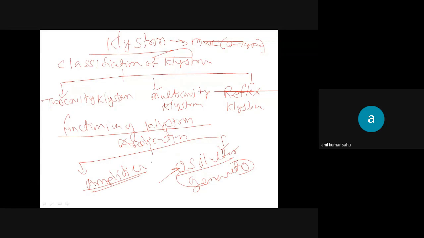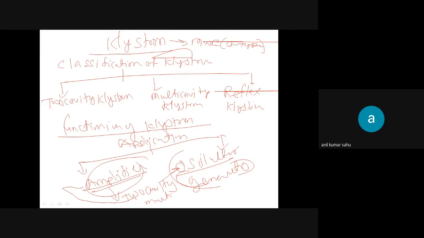So klystron can work either as an amplifier or as an oscillator. Here, you can utilize klystron in the field as an application of amplifier, whenever you are selecting the structure of two cavity klystron and multi cavity klystron.